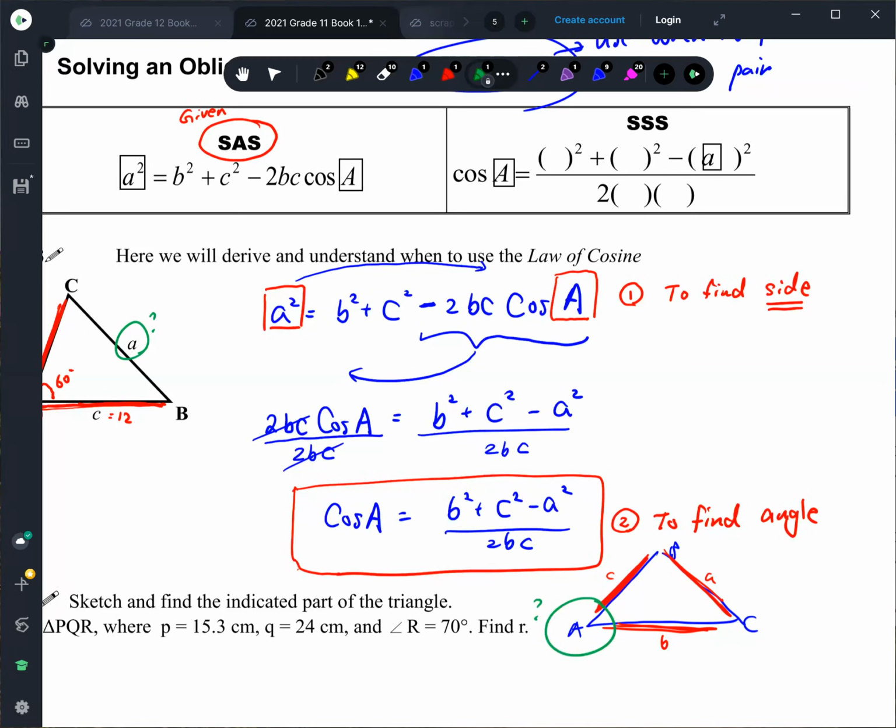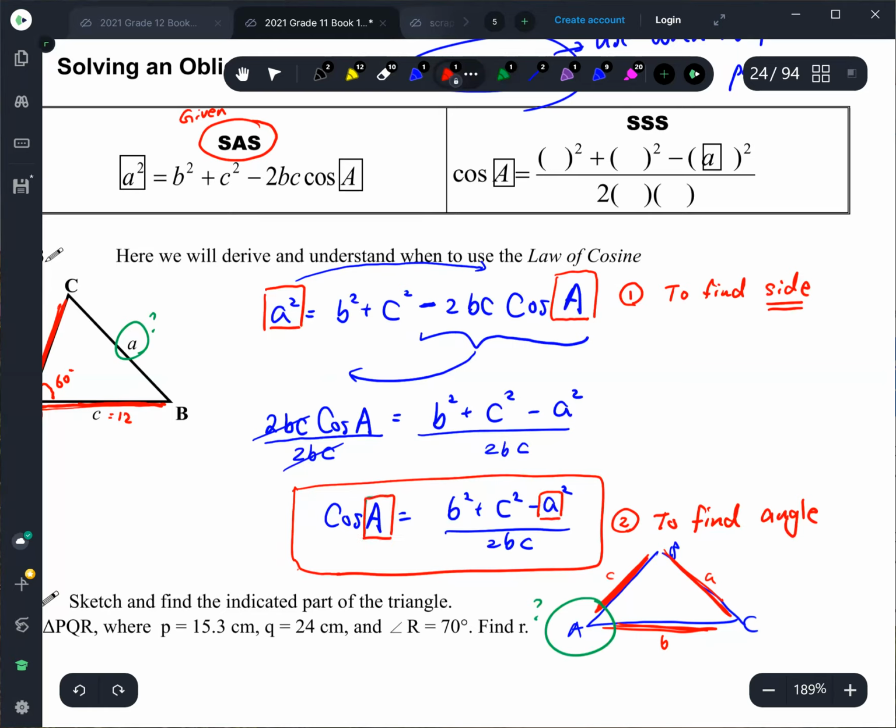If you want to find angle A, then your side A you need to put at the last spot, the top right corner, in the numerator. If you want to find angle B, then your side B should go into that box. You cannot put other numbers, so make sure you put them at the right place. That's why I put a box around the letter. Those are the places, they are the pair.